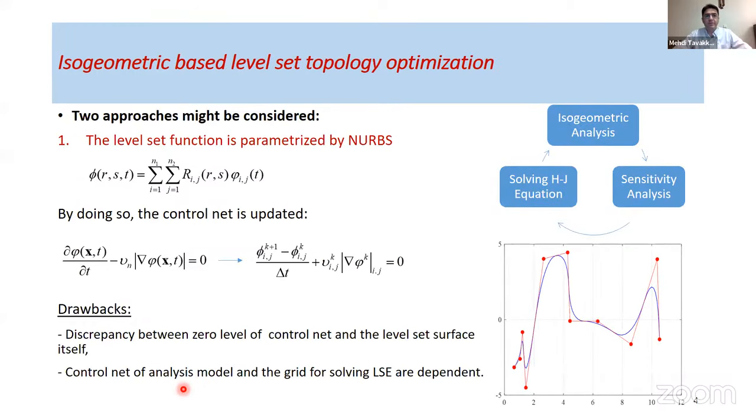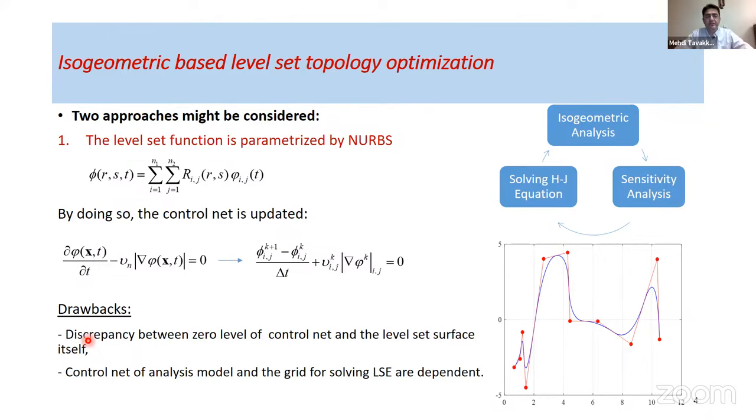When we are going to use isogeometric analysis in level set topology optimization, two approaches might be considered. First of all, because B-splines are flexible and robust for making geometry, it comes to our mind that B-splines are a good candidate for approximating the level set function. By doing so, the control net is updated, because we need to put the control points of the level set function into the level set equation, and the outcome would be the updated level set function control points. This brings two drawbacks.